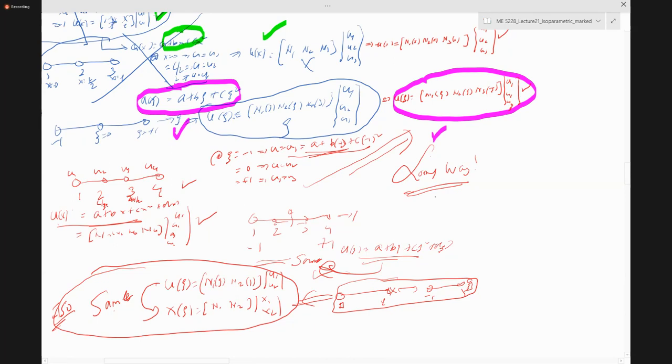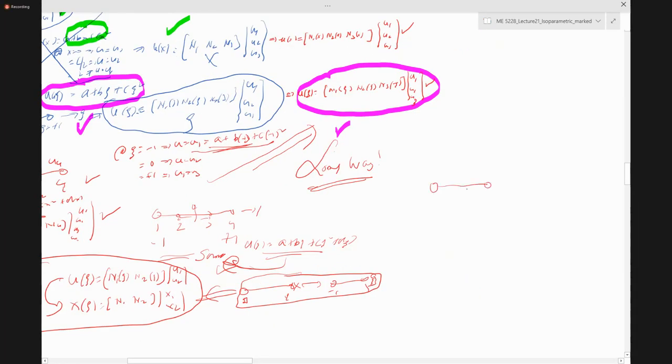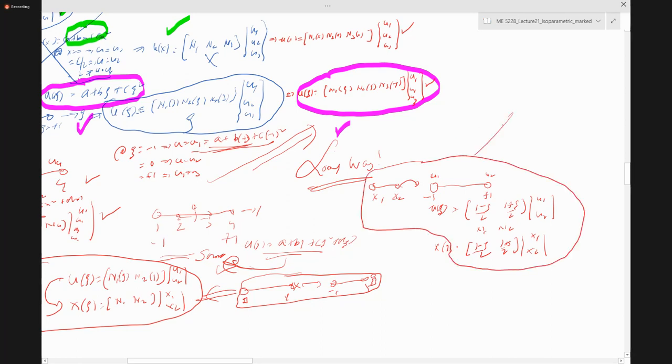Look at here, for example. Two-noded element, U of Kasi, -1, 1, U1, U2. U of Kasi is equal to 1 minus Kasi over 2, 1 plus Kasi over 2 times U1 and U2. This is N1 and N2. If I use X of Kasi, I use the same 1 minus Kasi over 2, 1 plus Kasi over 2 times X1, X2. This maps X1, X2 to U1, U2. And that's what I was trying to say. That's why it's called isoparametric formulation. Is this concept clear?